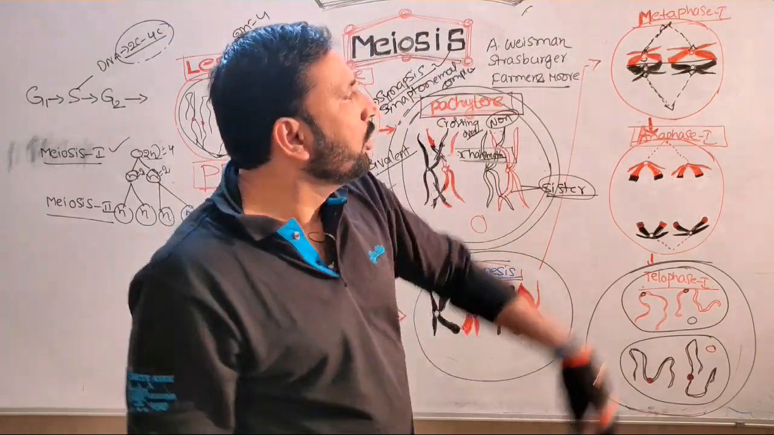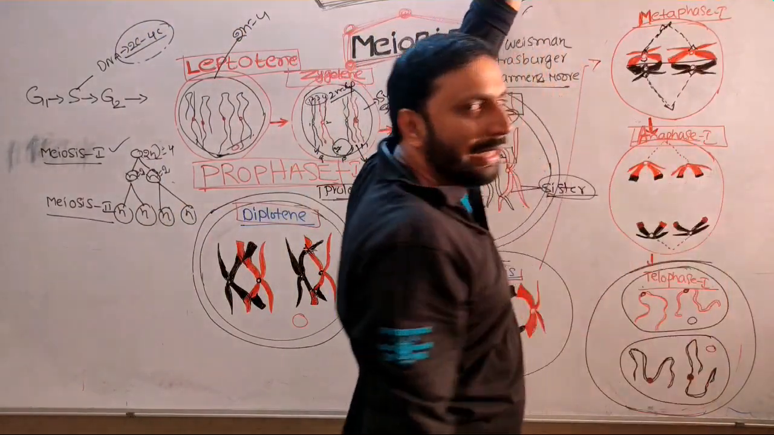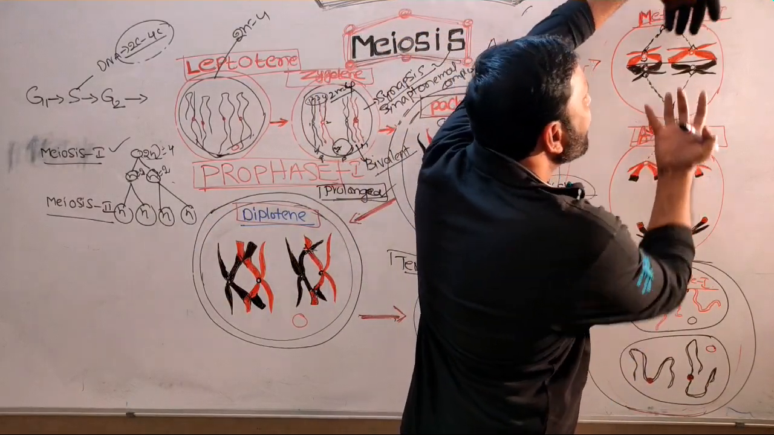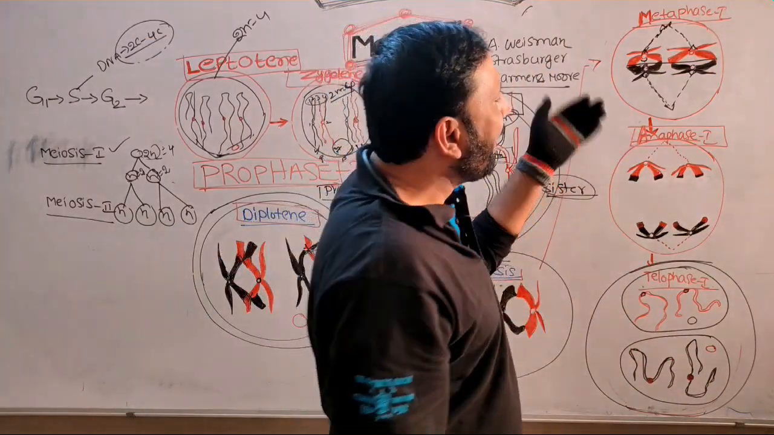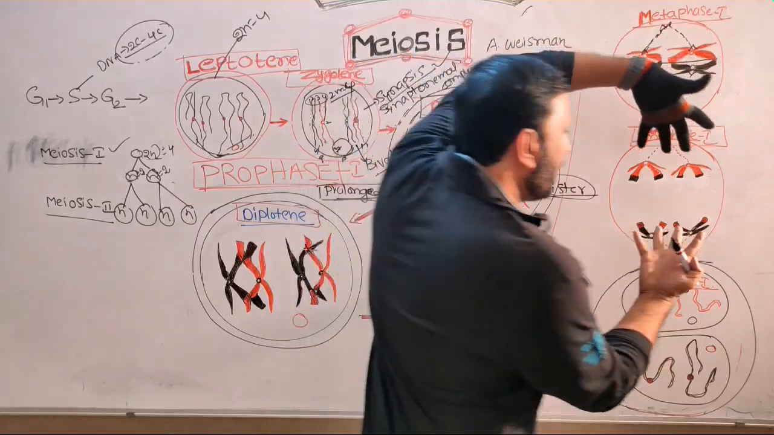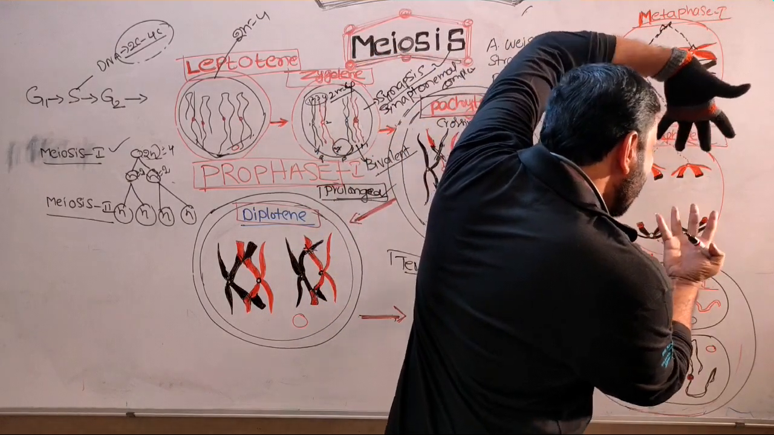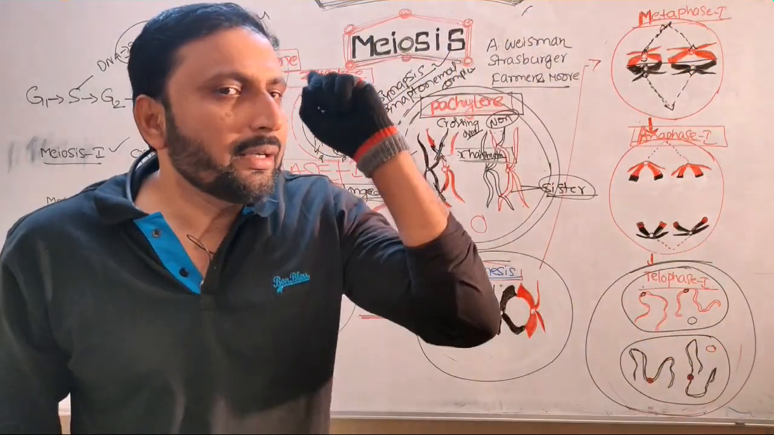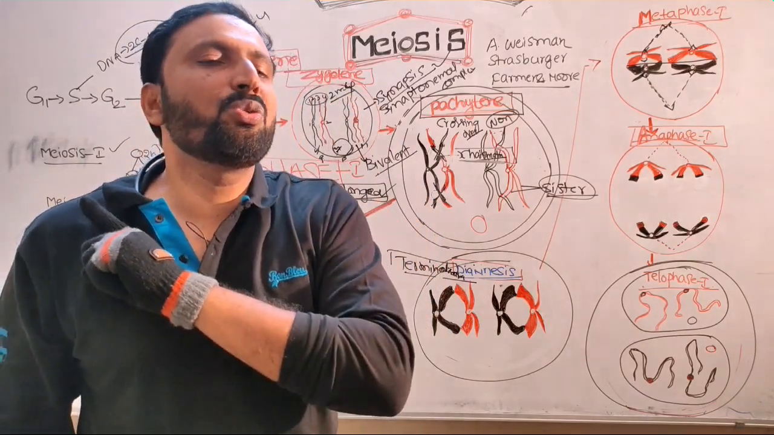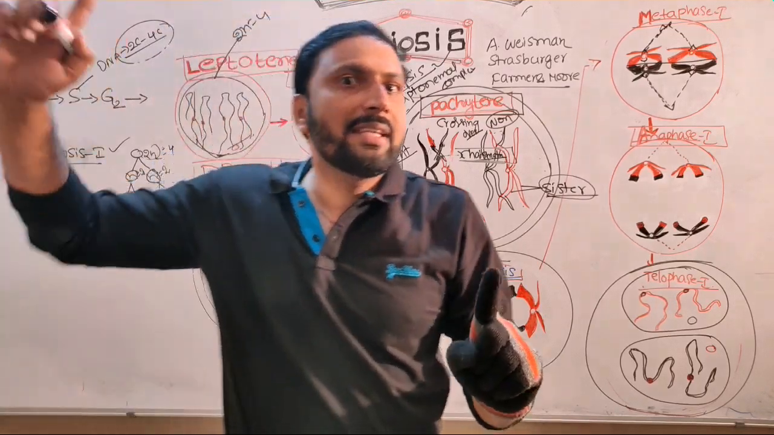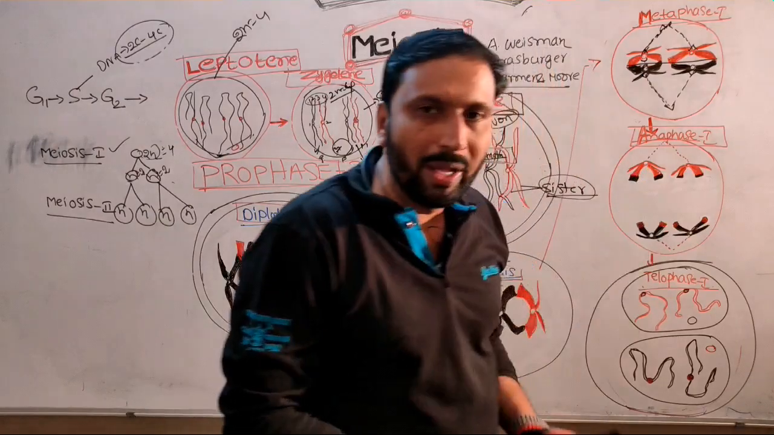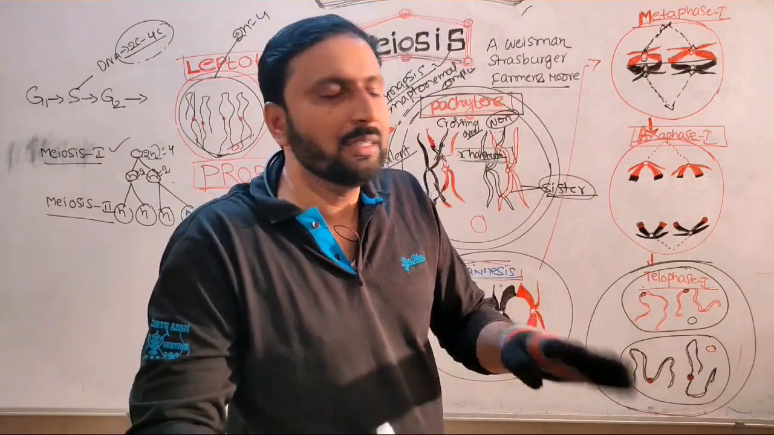So in metaphase 1, chromosomes are arranged on the equatorial plane, and bipolar spindle fibers are formed and attached to the centromere. Later on, anaphase 1. In anaphase 1, the spindle fibers are exhibiting pressure on the centromere, but there is no centromere division. Whereas in anaphase of mitosis, centromere division takes place.